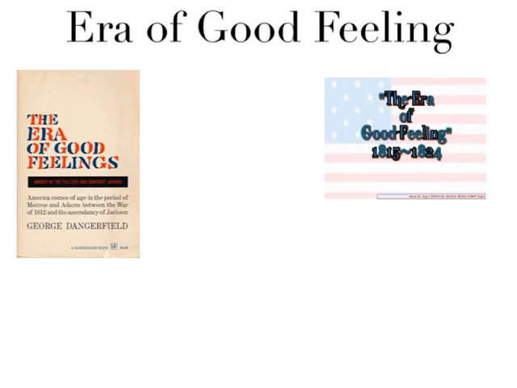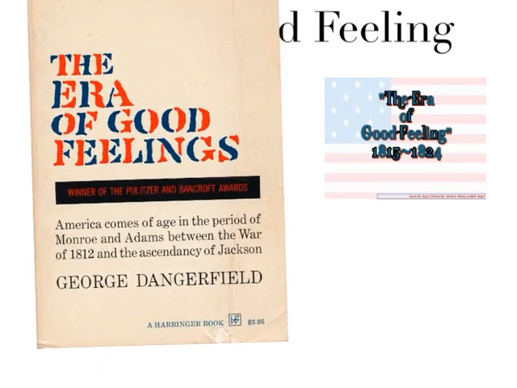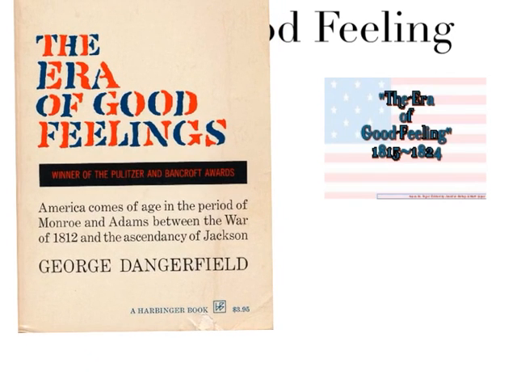And as you can see, this interesting book by George Dangerfield over here, I've got a copy of the cover, and he describes it as America comes of age in the period of Monroe and Adams. That would be John Quincy Adams, between the War of 1812 and the ascendancy of Jackson. The election of 1828 is going to be very, very important as we move into the next unit because that represents a distinct break from what was occurring in the country previously.